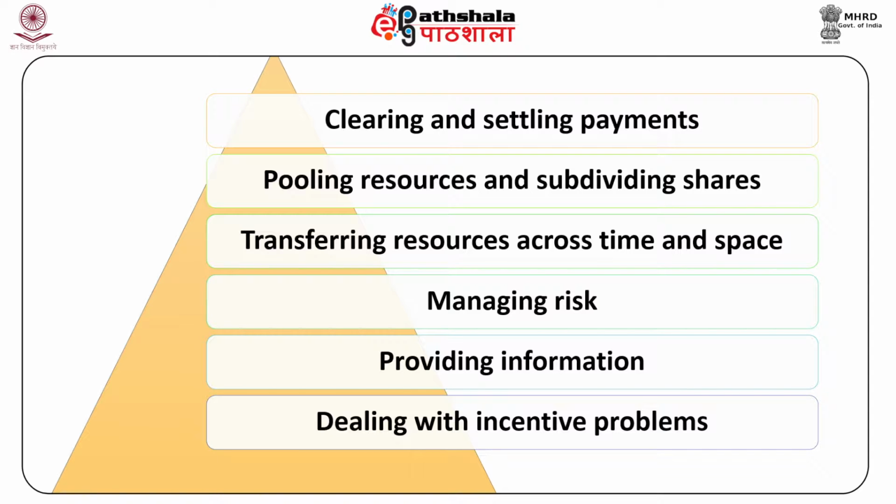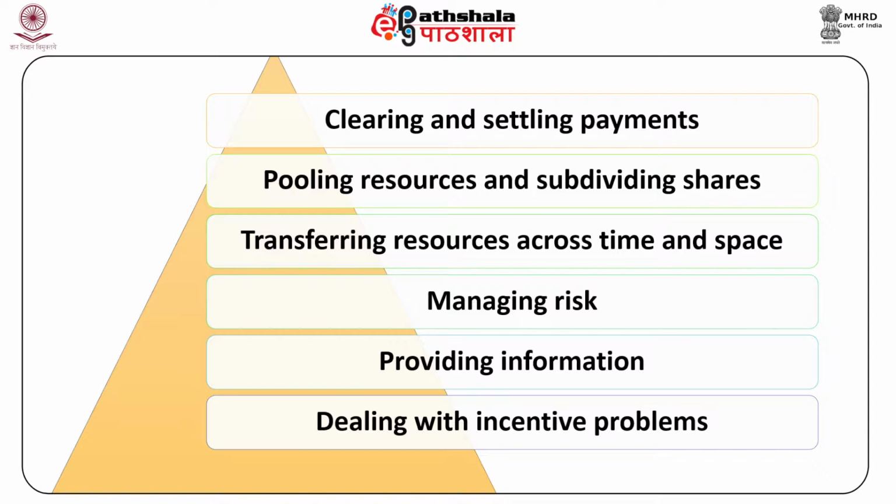Number 5, providing information. Financial systems enable price discovery. That is, for those who wish to trade at the prices, it involves the rate of exchange at which agreement can be made. Other information, for example, about expectations of future asset price volatility, can be inferred from market prices.